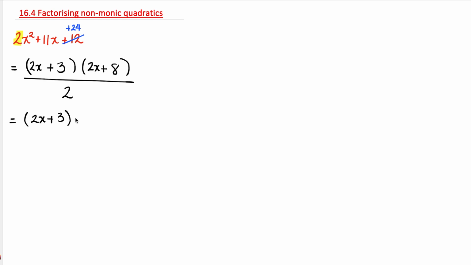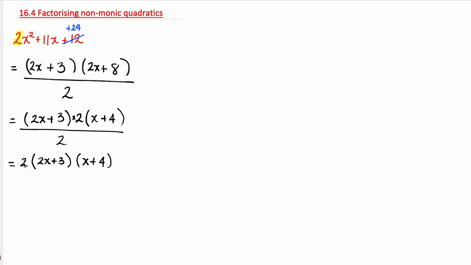And then in this one, do I have a highest common factor? Yes, I do. So it's 2 times, and I'm going to write a multiplication symbol here, just to be very clear that all of this is being multiplied. 2 times x plus 4, over 2. I'm going to rewrite this expression that I have on the top so you can see what I'm going to be doing. So 2 times 2x plus 3 times x plus 4. Why did I do that? Why can I put that 2 at the start?